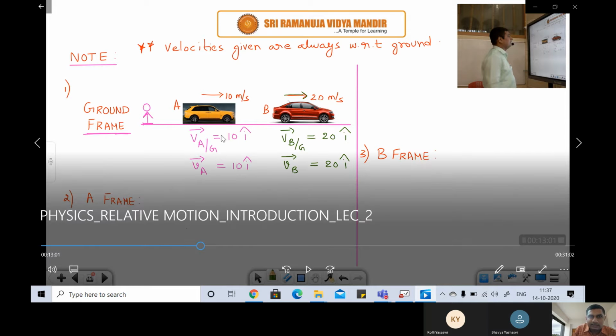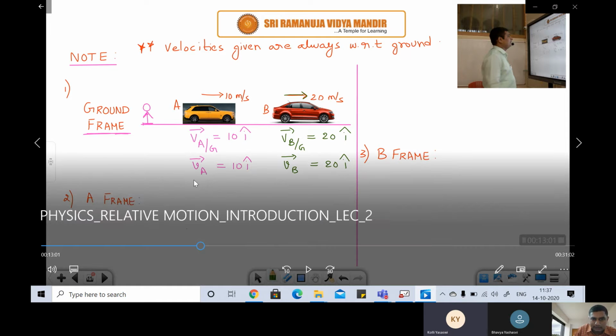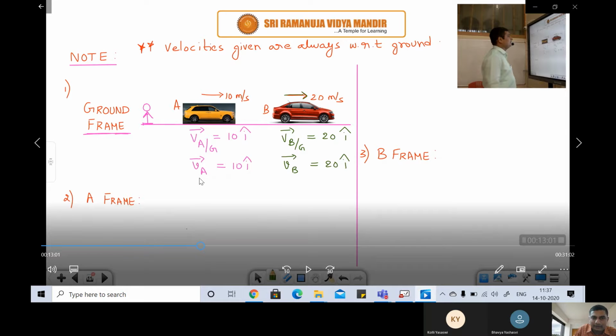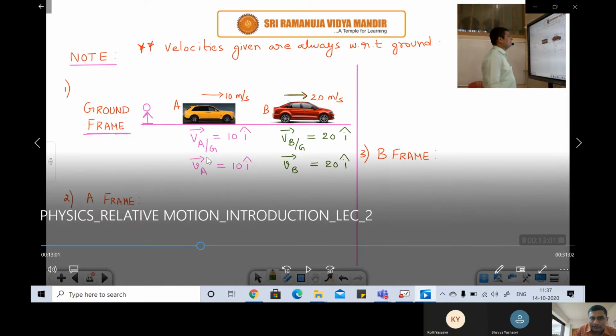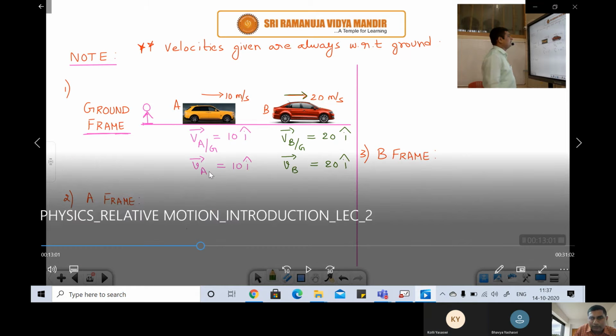Now since given velocities are always with respect to ground, every time we don't write "with respect to ground." When we don't write anything like this, it automatically implies with respect to ground. That's why I wrote velocity of A here, which is the same as velocity of A with respect to ground. Whenever we don't write anything after the subscript, it automatically implies that it is taken with respect to ground. So this is the first step you have to write.